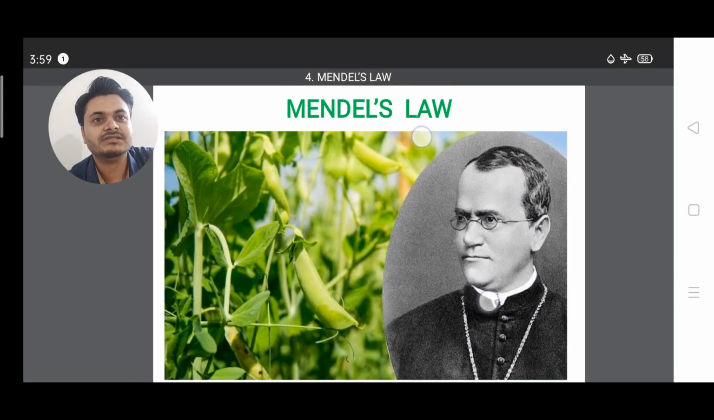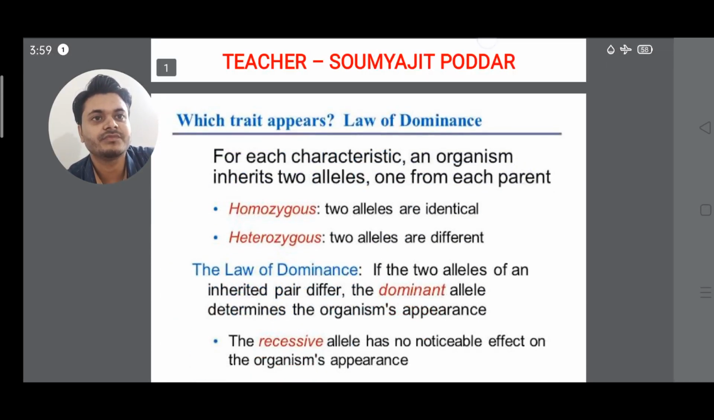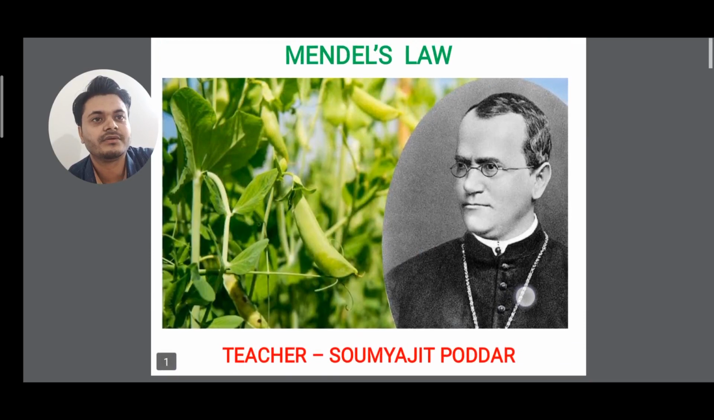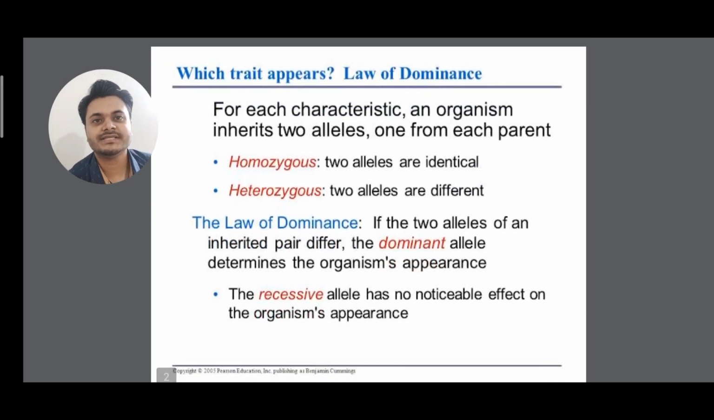From the topic Mendel's law, you can see on the right hand side a Mendel figure has been given. So here we'll discuss the details about the three laws of Mendel. The first law is law of dominance, the second law is law of segregation, and the third law is law of independent assortment. Again I repeat, the first law is law of dominance, second is law of segregation, third is law of independent assortment.